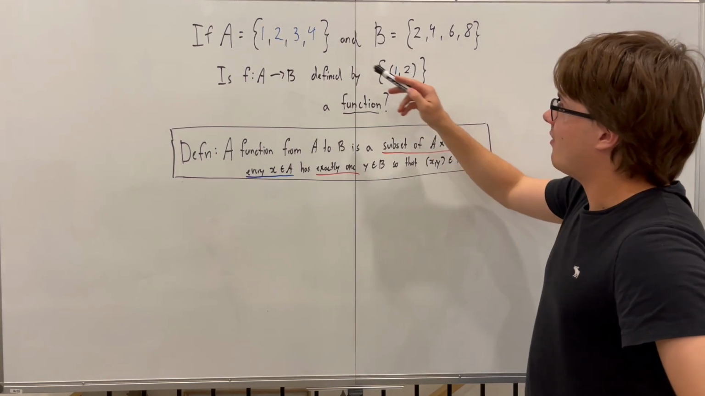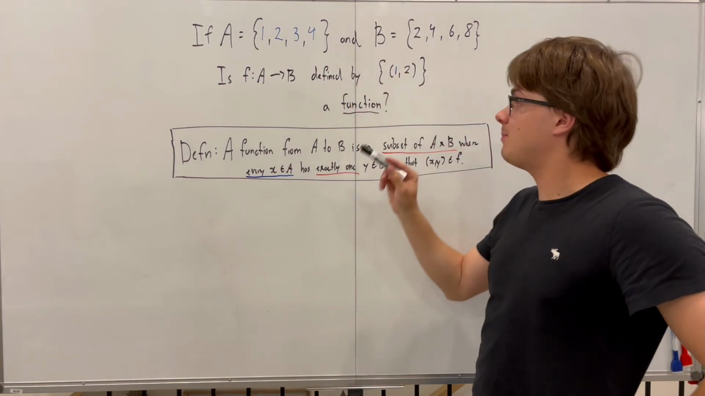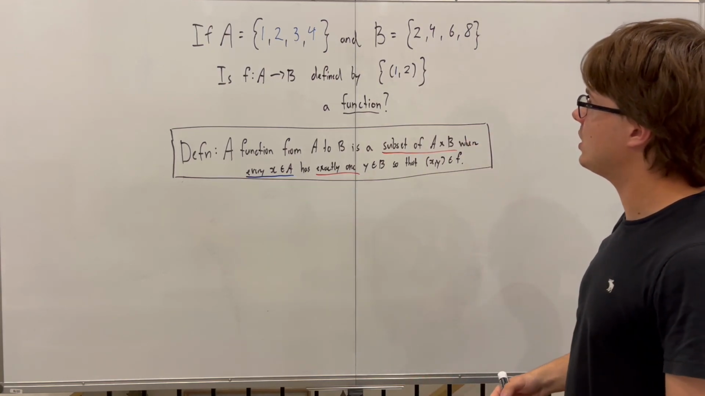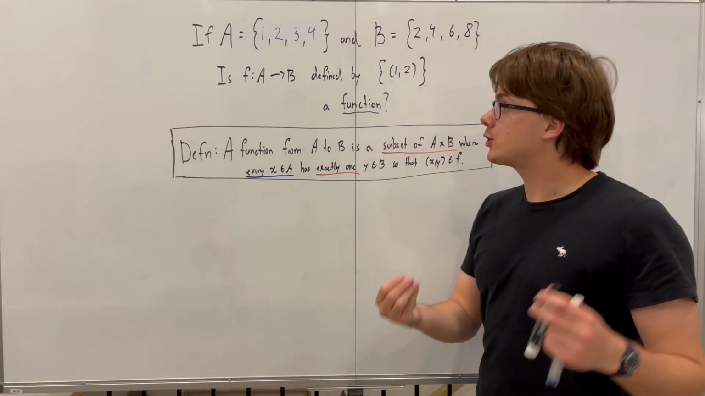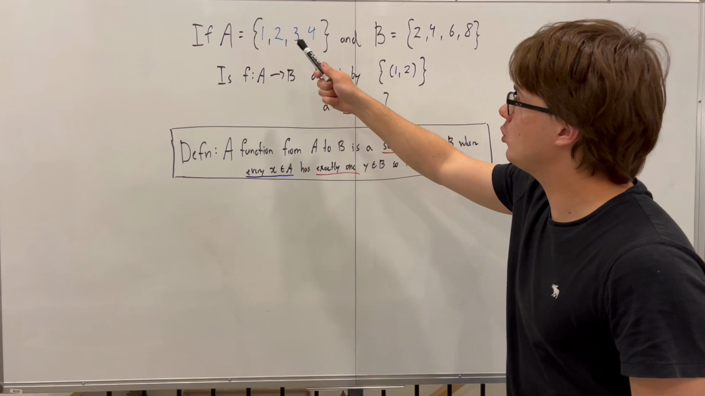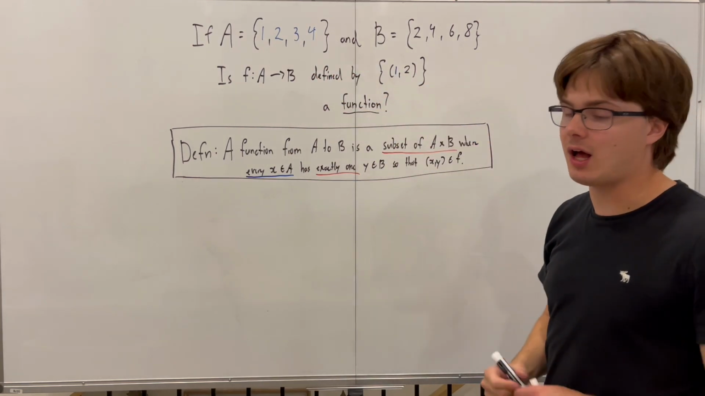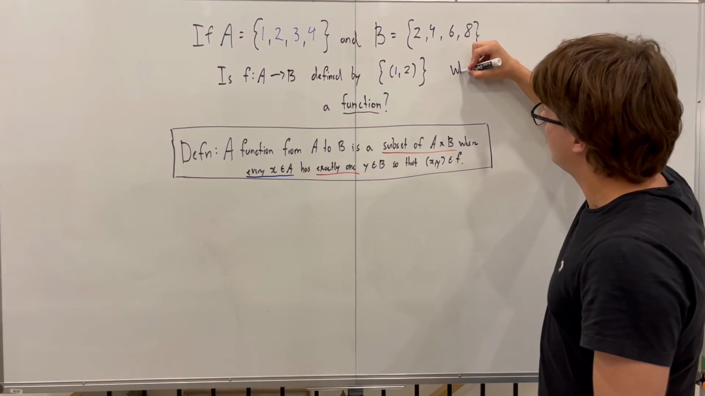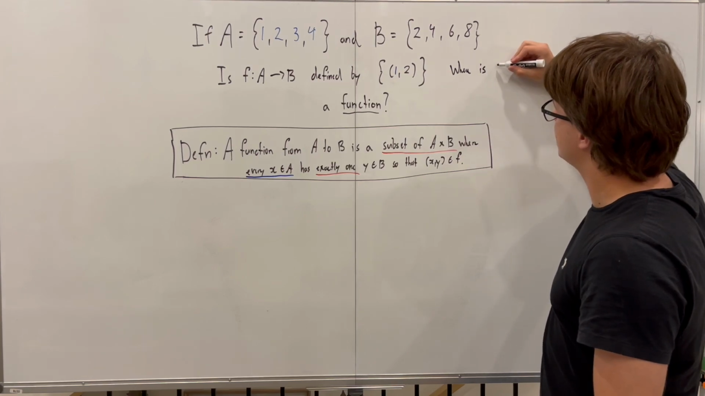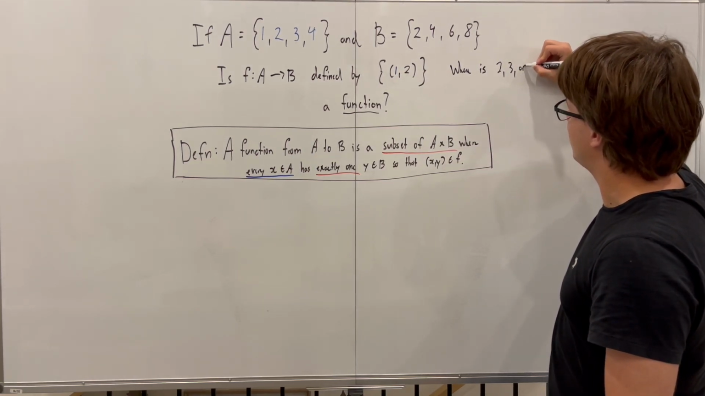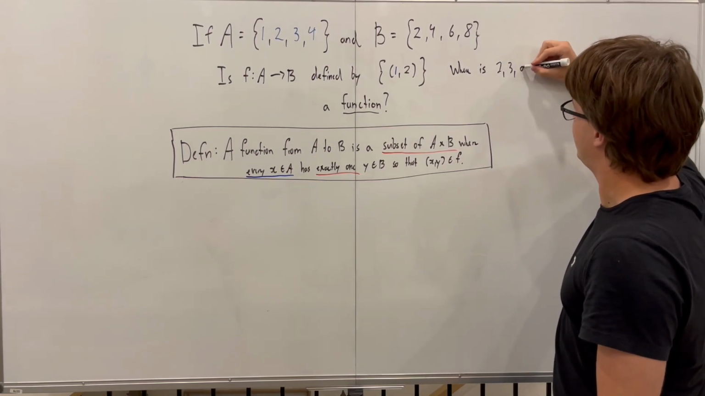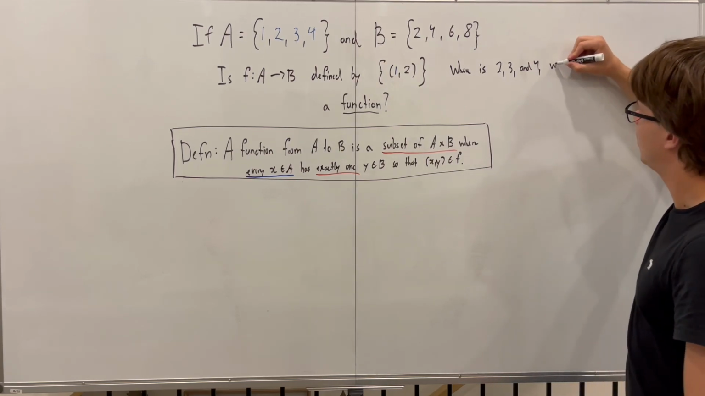Second, every single element in A is being mapped onto something in B. Well, that means that we have to have all four of these elements appear in our function. And what do we see? Well, that's obviously not true because we don't have 2 or 3 or 4. We only have a 1. So where is 2, 3, and 4?